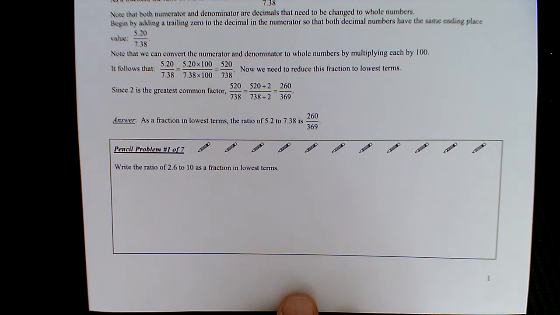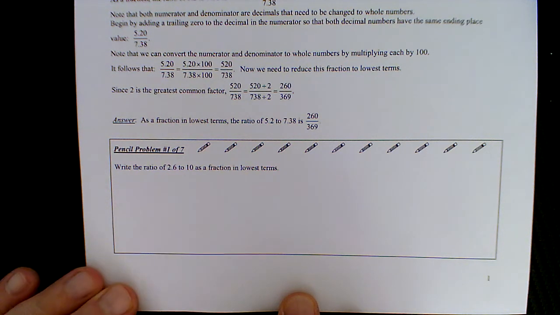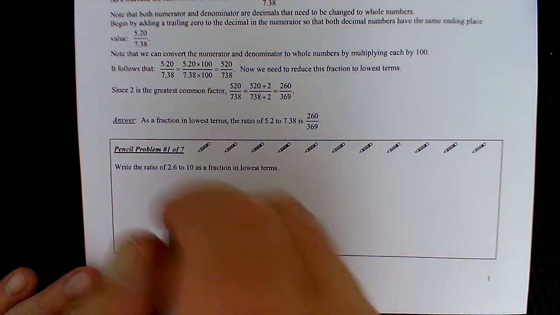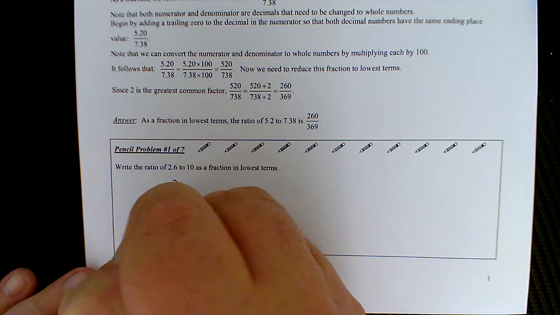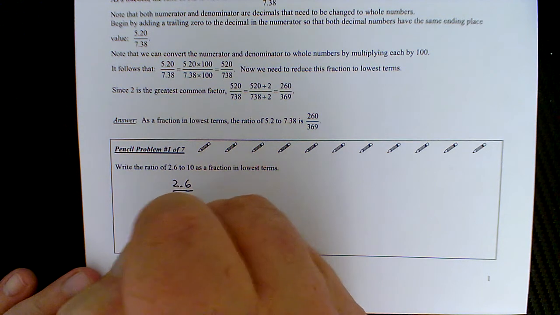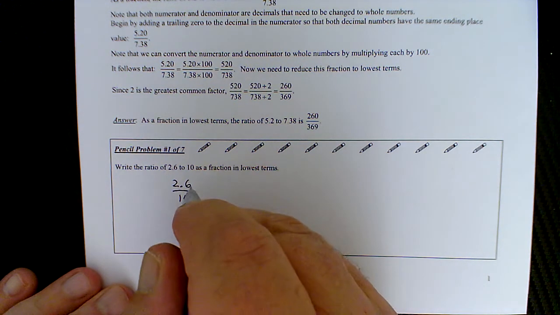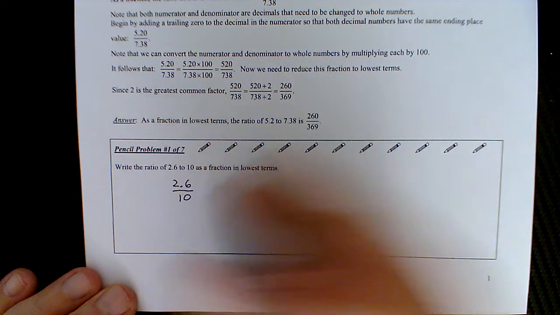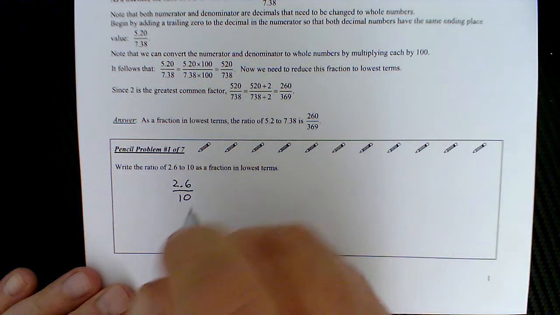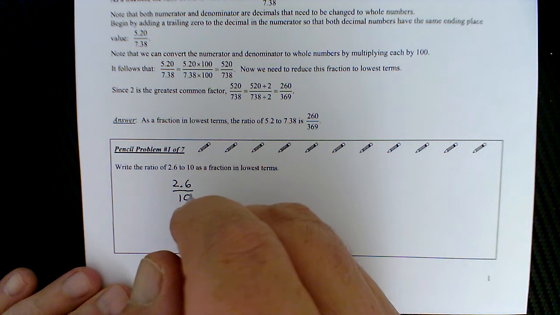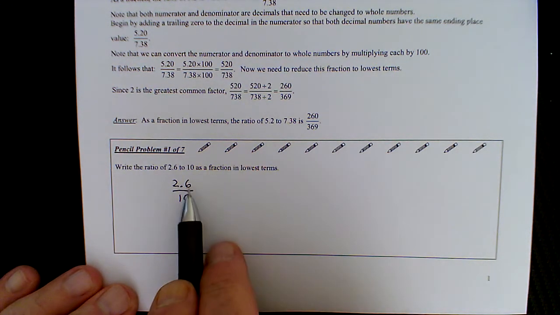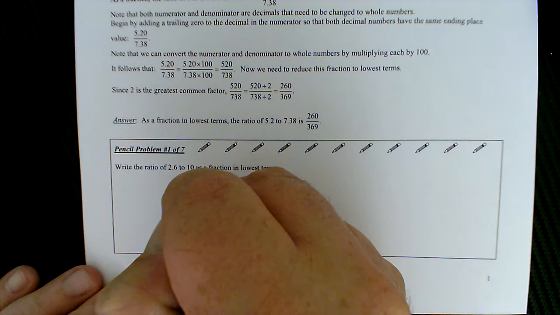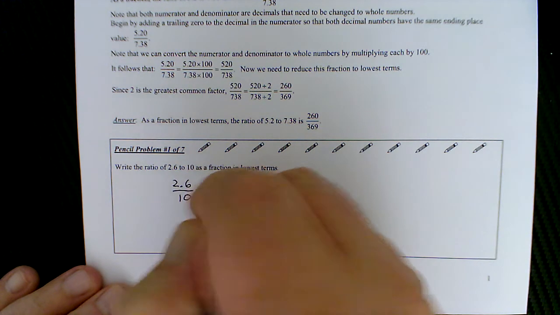So here we're asked to write the ratio of 2.6 to 10 as a fraction in lowest terms. So "to" indicates division, and the numerator would be 2.6 and the denominator is 10. But notice that we have decimals mixed in with a fraction, and so to eliminate that we need to make the numerator and the denominator both whole numbers, and since the numerator is to the nearest tenth, we're going to multiply the numerator and the denominator by 10.